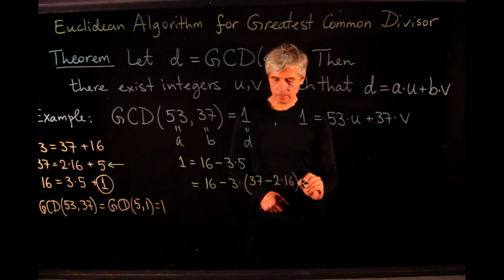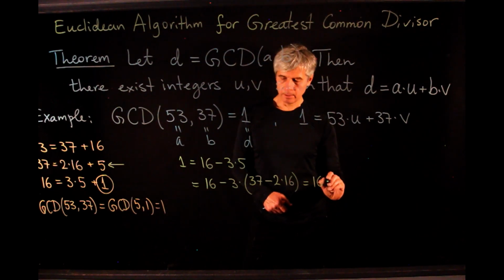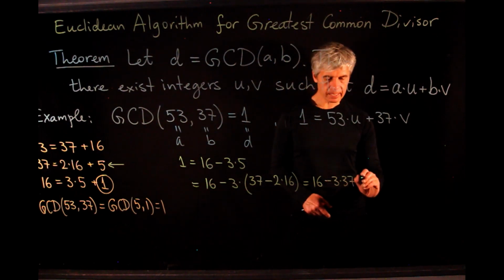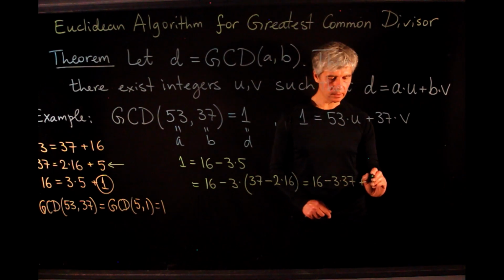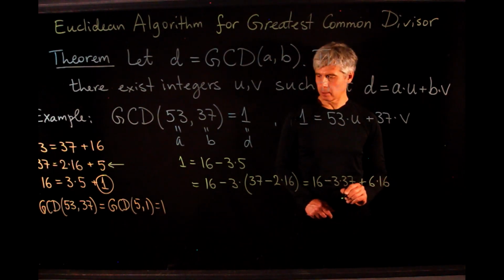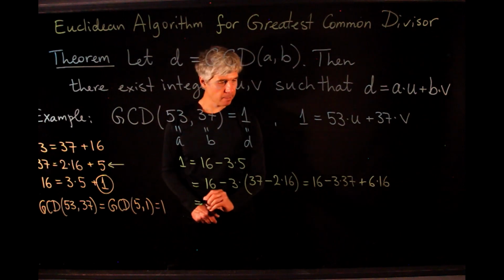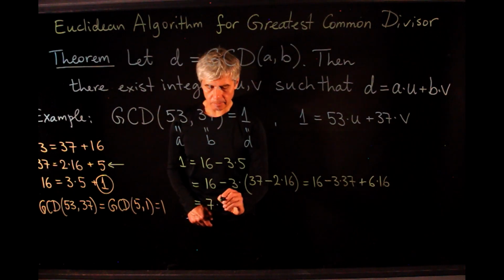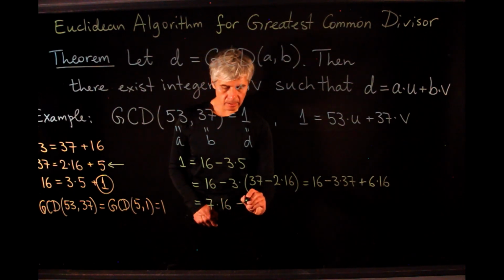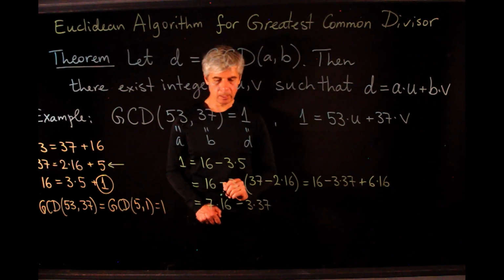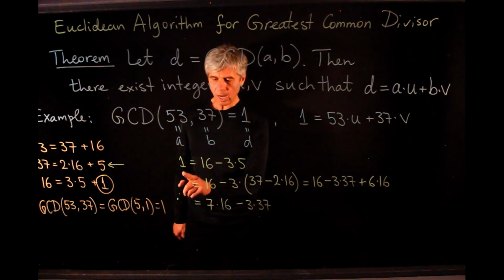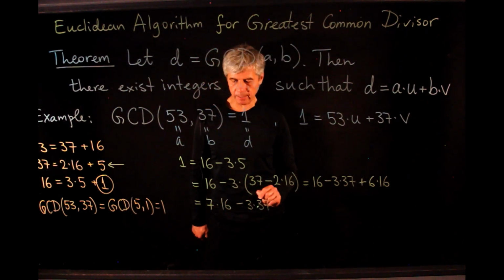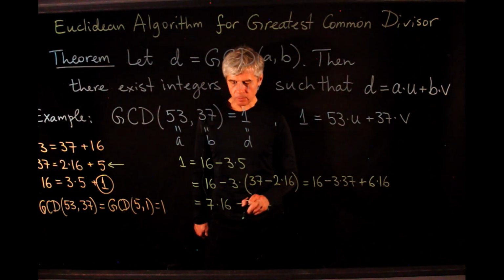Now, if we expand this, we get 16 minus 3 times 37 plus, 3 times 2 is 6, times 16. So this tells us that we get 16 and 6 times 16, which can be written as 7 times 16 minus 3 times 37. So now we're saying that 1 is also equal to 7 times 16 minus 3 times 37. Now this is not so obvious anymore, but let's check.